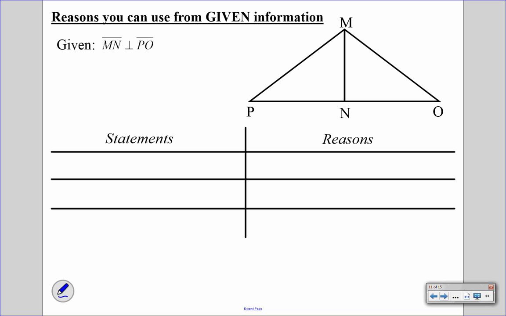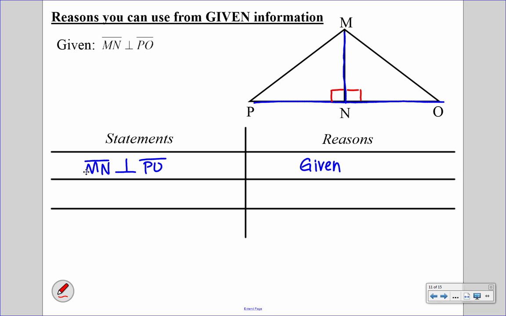Now our next one deals with perpendicular lines. And this one, we have to do more than one step. Okay, so first of all, let's write this down. MN is perpendicular with PO, and that's our given. Well, perpendicular lines give us right angles. So MN and PO are right here. And if those are perpendicular, then we have two right angles right here.